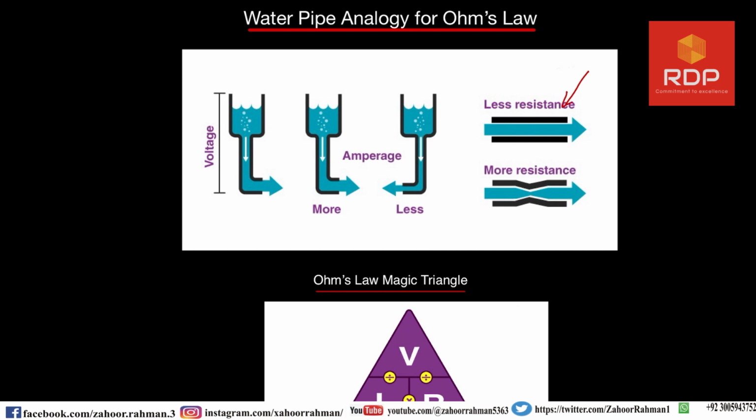If the pipe is bigger, there will be less resistance toward the flow of water. But if the pipe is not larger, then there will be greater resistance to the flow of water, and less water will flow through, which is analogous to the current. If we apply more pressure, more water will flow through, as you can see in this case. But if there is less pressure, then less water will flow through these pipes. Pressure is analogous to the voltage, and water is analogous to the electrons flowing. So in this way we can understand the analogy of the water pipe to Ohm's law in a better way.